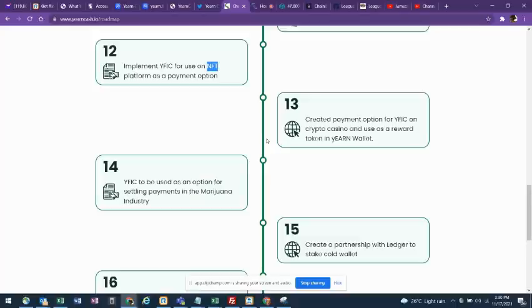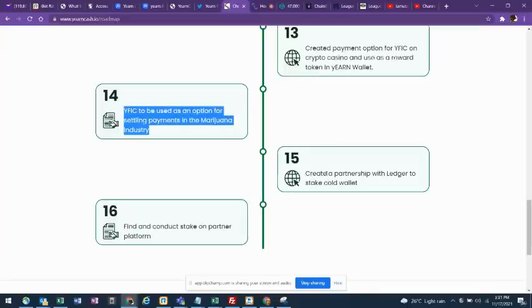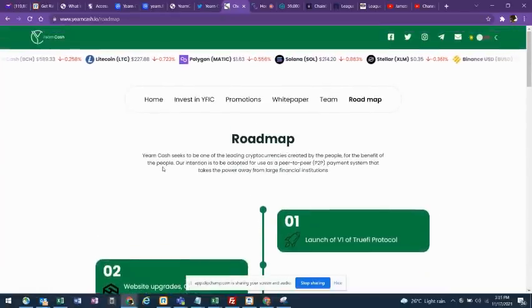will be used widely. Then they will create a payment option for YFC on crypto casinos and use it as a reward token in general. So basically they are planning to also be part of the crypto casino, the online casino, and use it as a reward token in your wallet. They also want to be part of settling payments in the marijuana industry. This is quite interesting. YFC to be used as an option for settling payments in the marijuana industry. Okay, create a partnership with Ledger to stake on cold wallet, and find and conduct staking on partner platforms. So basically that is the roadmap that they have for this coin.